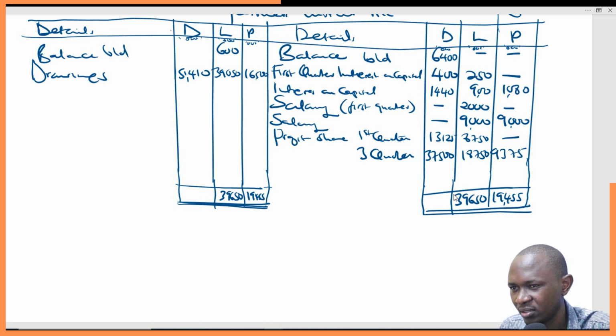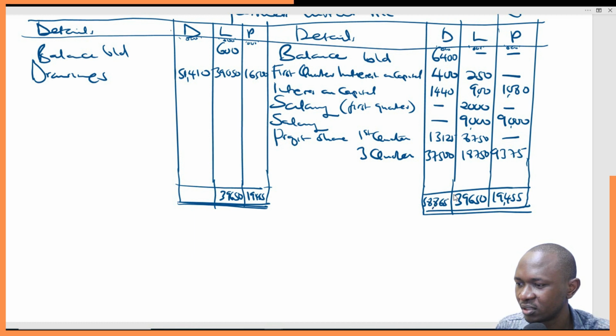And then lastly, this is 51,410. Looks like it's very high. But let's see the other side. That 7 plus 13, yeah, this side is definitely bigger, the credit side. So let's get the total on the credit side. 64 plus 4 plus 1440 plus 13,125 plus 37,500. That gives us 58,865.